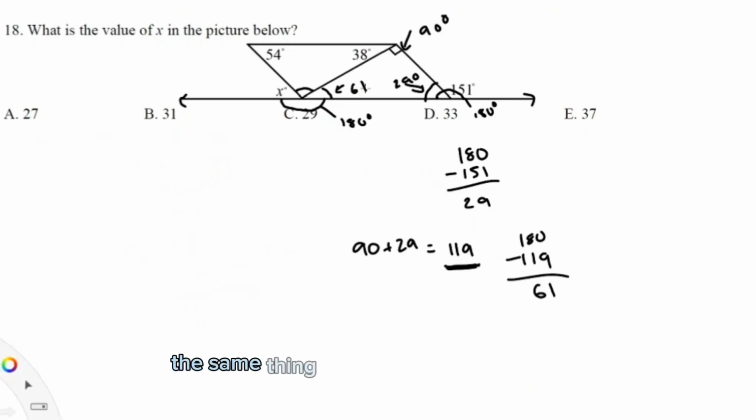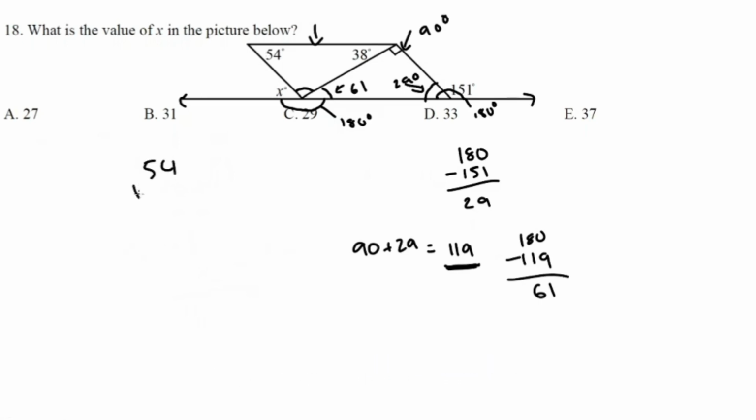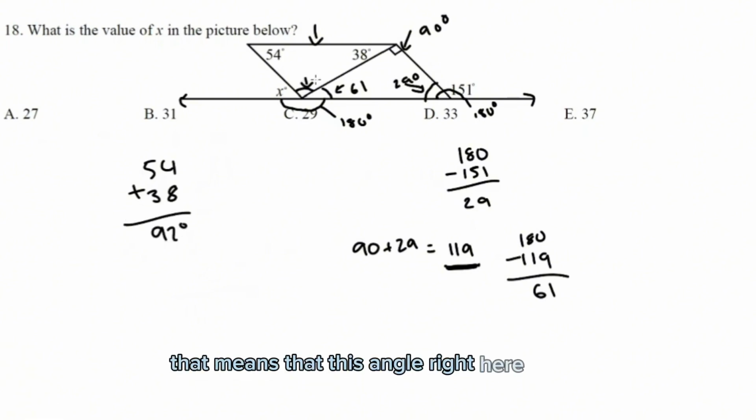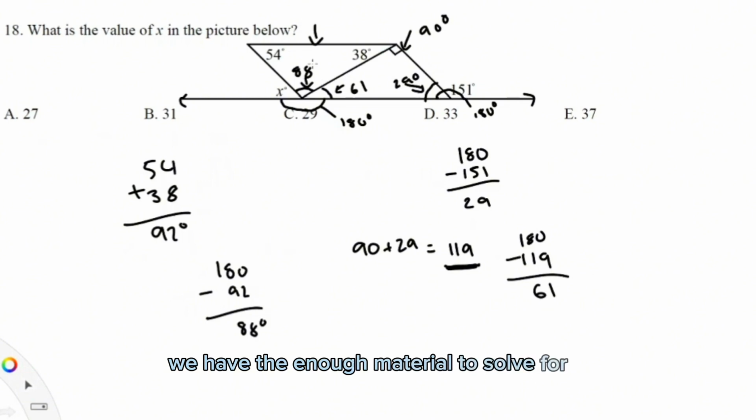And we can do the same thing with this triangle right here. So we have the angles 54 and 38. So we can add them to get 92 degrees. That means that this angle right here is 180 minus 92 degrees, which is 88 degrees. Alright, now finally we have enough material to solve for x.